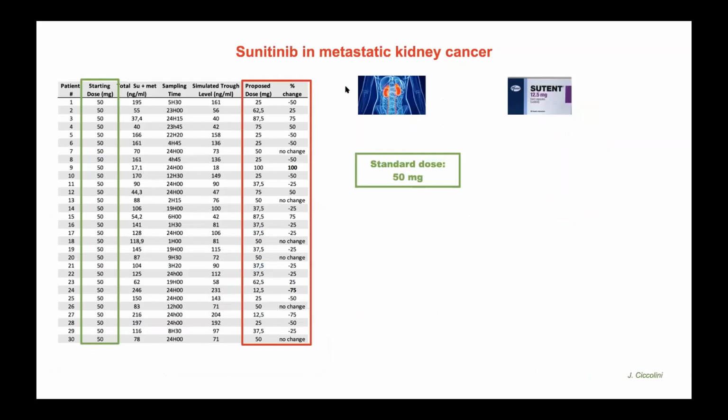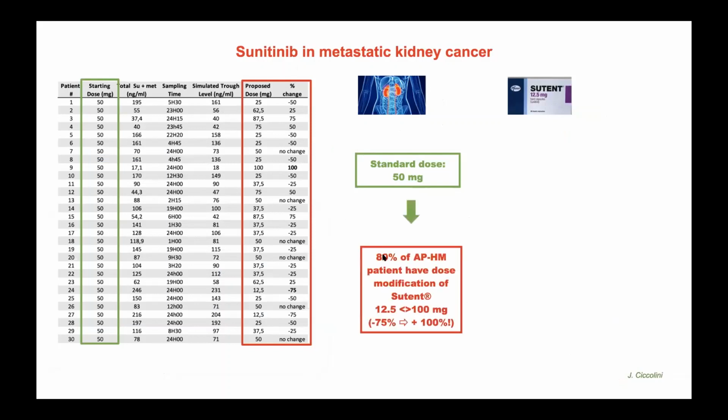And here you can see an example of sunitinib in metastatic kidney cancer, where the standard dose is to give a 50 milligram flat dose. But after adaptation based on the model, 80% of the patients in the clinical hospital of Marseille have a dose modification, with a dose modification ranging from minus 75% to plus 100%.